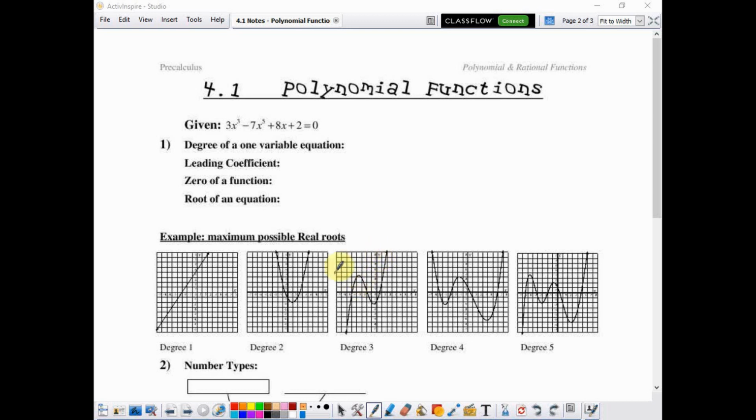What is a degree of a one-variable equation? Notice this one only has x's, so it's a one-variable equation. The degree is the greatest exponent of the variable. In this case, that greatest exponent is 5. So this particular function has a degree of 5.